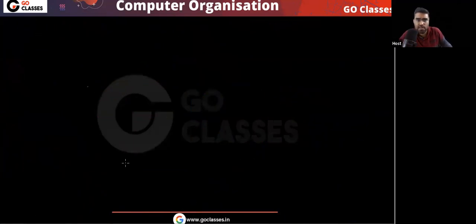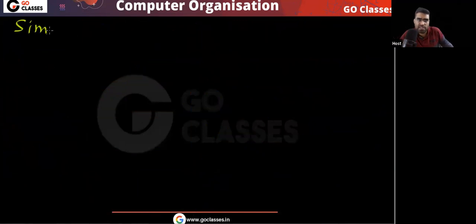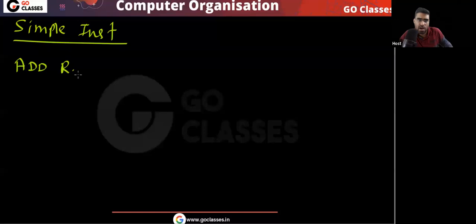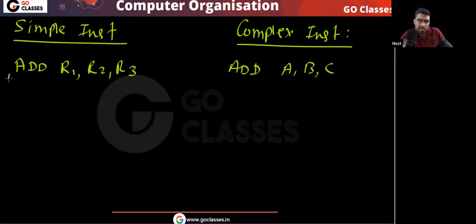Is this clear? Please tell me, did you understand? So remember, if you have a simple instruction, for example this type of instruction, add R1, R2, R3, and if you have a complex instruction, for example, this type of instruction like add memory location A, B, C. Now you can easily see that this is not hardware heavy, right?